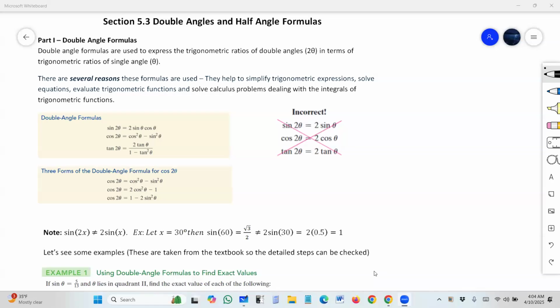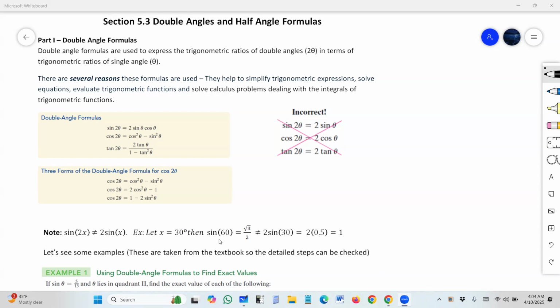Hello everybody. This is the video dealing with section 5.3, double angle and half angle formulas, and this is the first part, where we cover the double angle formulas. We'll see the double angle formulas, the half angle formulas, and there are some other formulas that we have seen before in different sections.